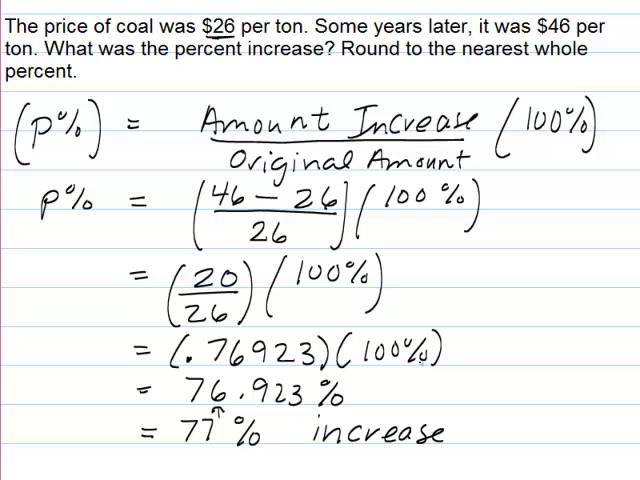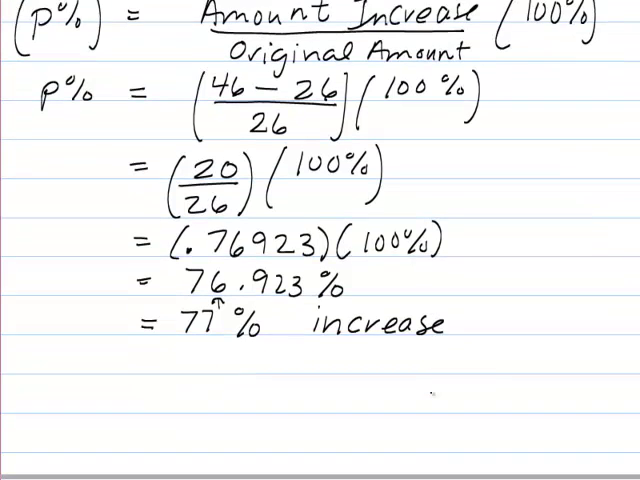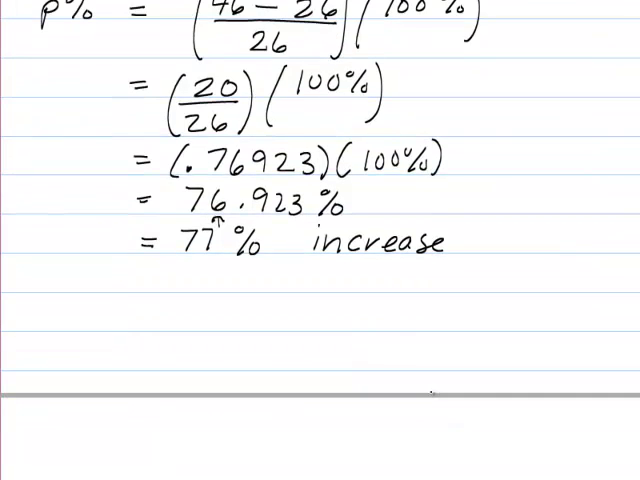The price of coal was $26 per ton. Some years later, it was $46 per ton. What is the percent increase? The percent increase would be 77%.